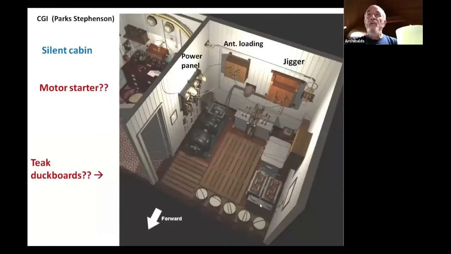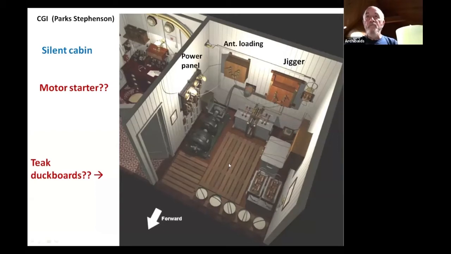Here's a CGI of what we believe the silent room looks like. Here's a huge battery for that backup plane spark transmitter. Here's the high voltage transformer, caps and Swiss commutator. Anyway, you can see the whole thing here. And so the antenna would have come out about here from it.